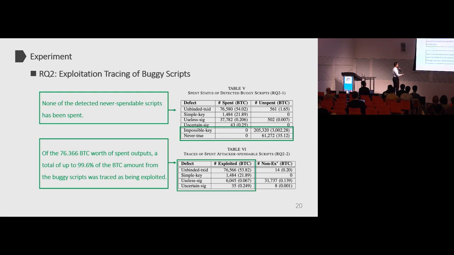And as for the exploitation tracing, you can see in the right upper corner that none of the detected never-spendable scripts has been spent. So from another view, of the nearly 76 Bitcoin worth of spent outputs, more than 99% of the Bitcoin amount of the defect was traced as being exploited.